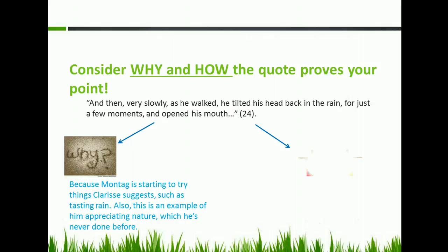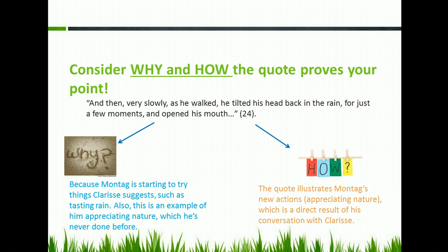Okay, how does it prove it? I am going to have a little bit of overlap here between my how and my why. That's not always going to be the case, but sometimes it will be. So for instance, the quote illustrates Montag's new actions, appreciating nature, which is a direct result of his conversation with Clarice. And obviously you can see that appreciating nature is the overlap between the two. So I'm going to take these ideas and combine them into a sentence, possibly two sentences, that's going to follow the quote. And this will be my application.